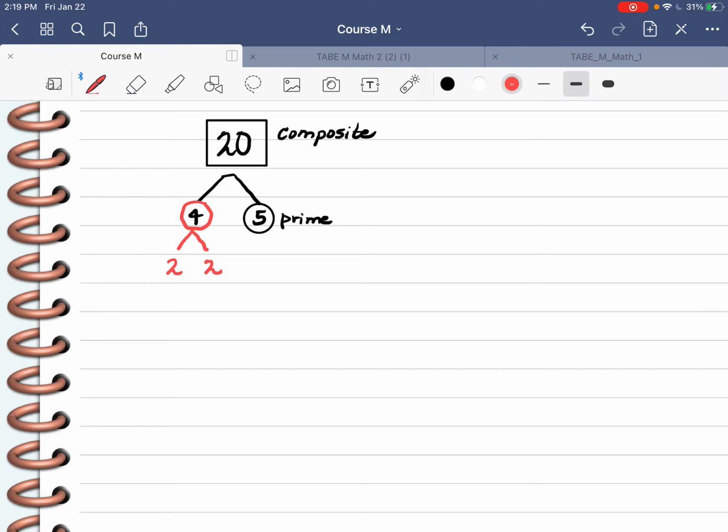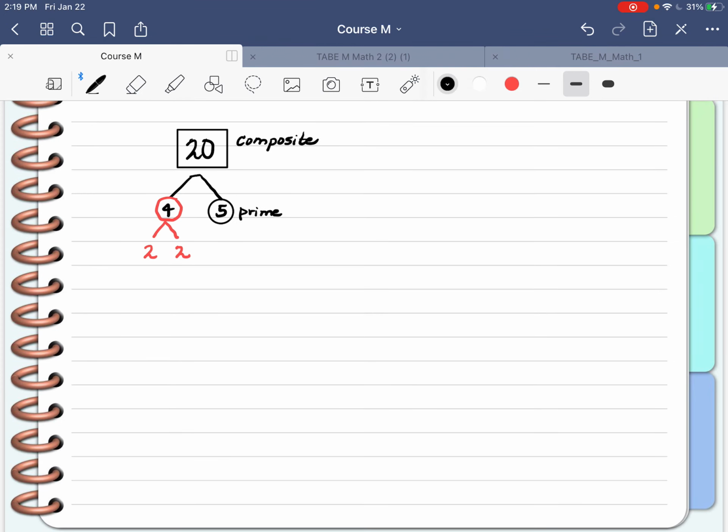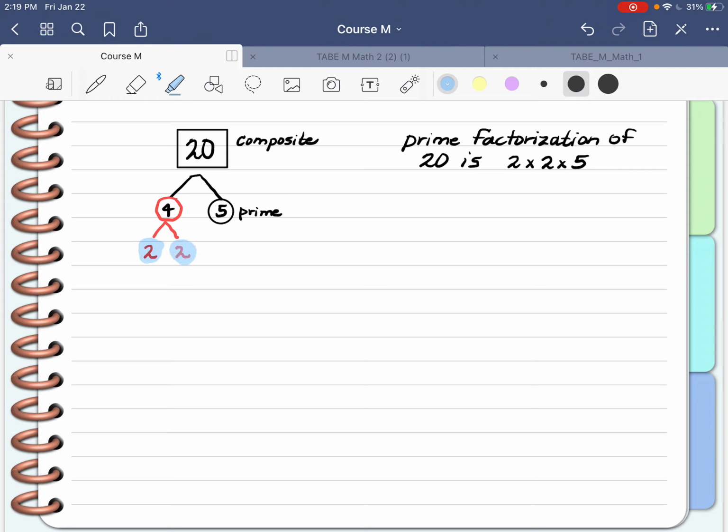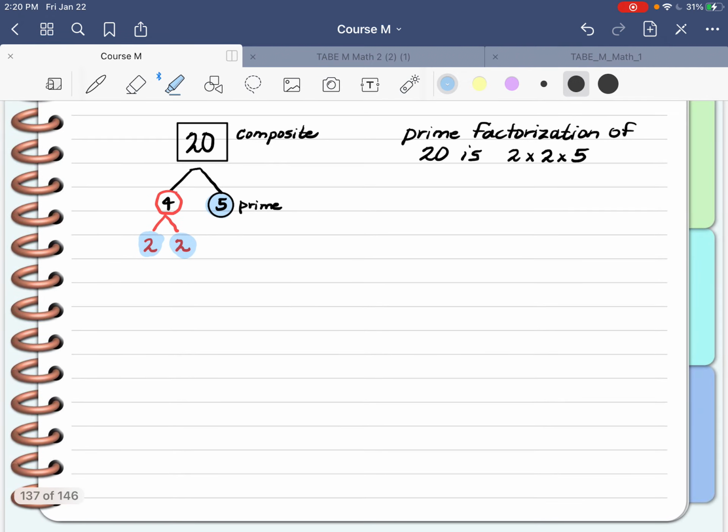So we would say that the prime factorization of 20 is 2 times 2 times 5. And you may be thinking, wait a minute, where's she getting that stuff? Here it is. 2 times 2 times 5. That is the prime factorization of 20.